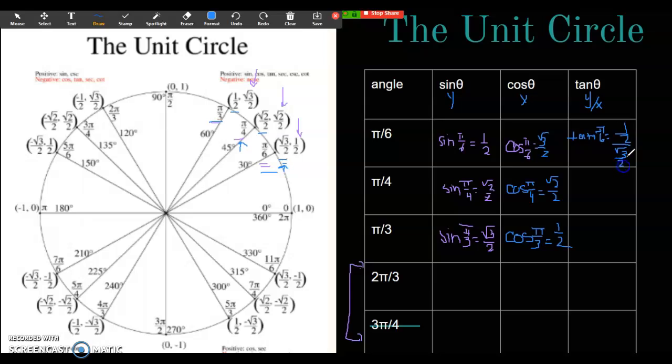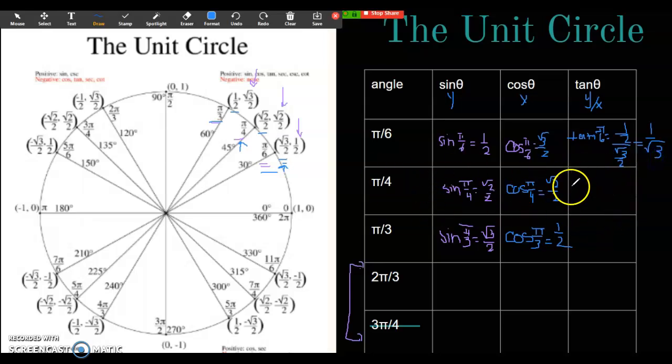And guys, you know that this is the keep change flip, right? So this radical 3 over 2 would flip to a 2 over radical 3. So we'd be multiplying 1/2 times 2 over radical 3, which would give us a 1 over radical 3, right?